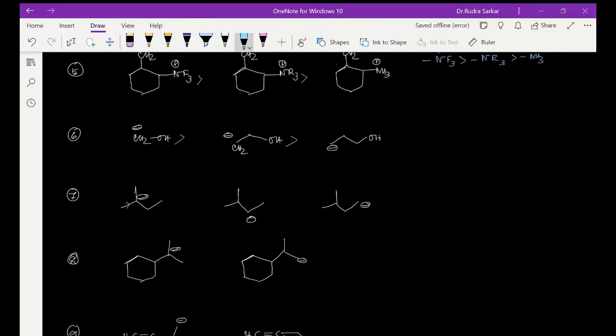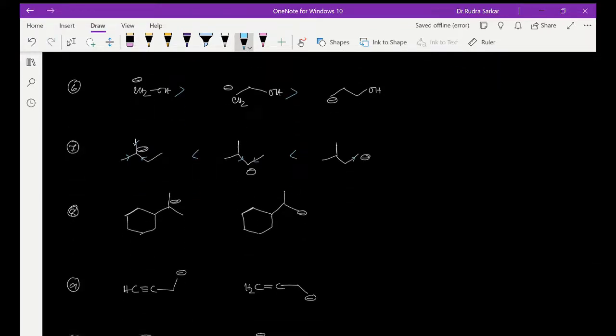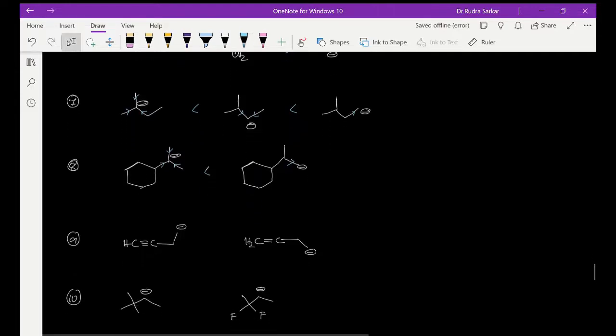Here again we can see the electron donation can happen for 3 carbons, here only from 2 and here only from 1. So the most stable will be the one in which donation is less. So that should be the order of stability in the increasing order. In this also we can see donation can happen from 3 carbon, 2 methyl and 1 carbon chain, and here from only 1 carbon chain. So obviously the one with the less donation will be more stable.